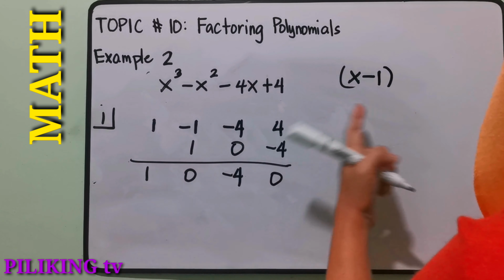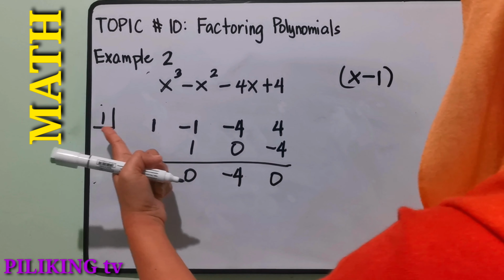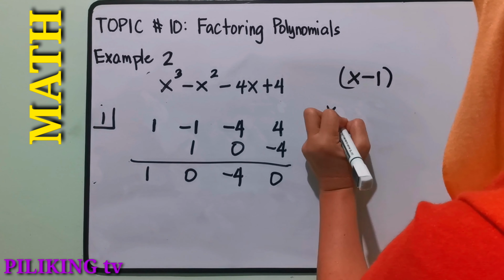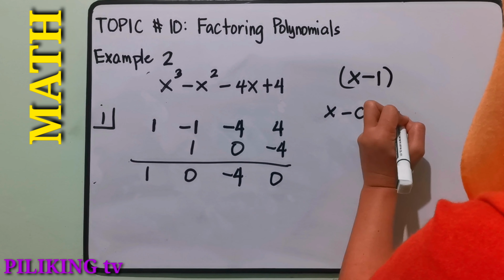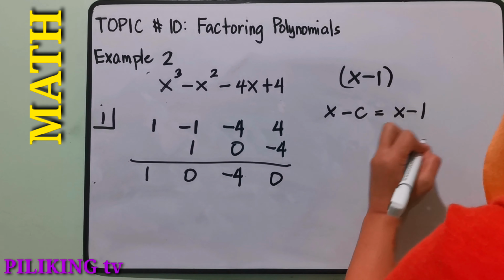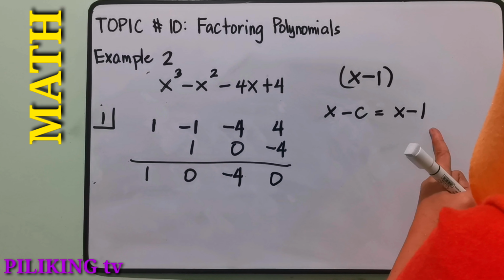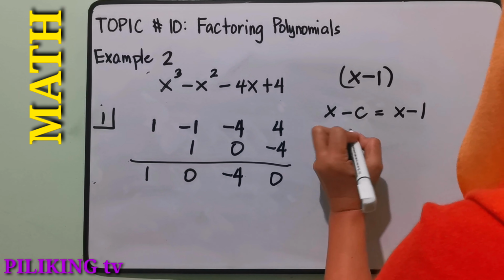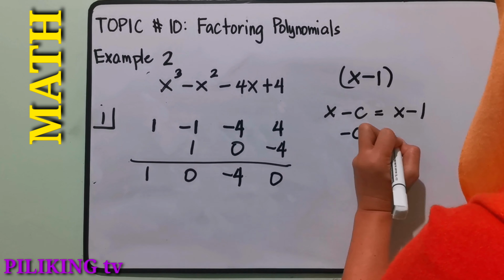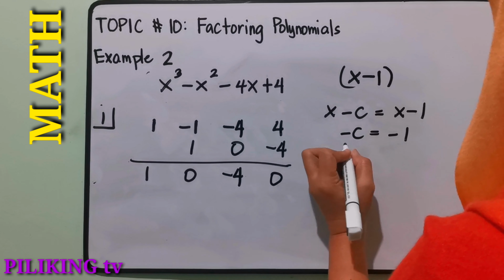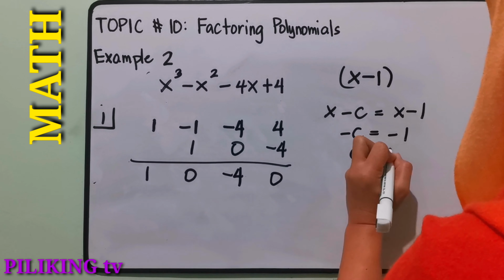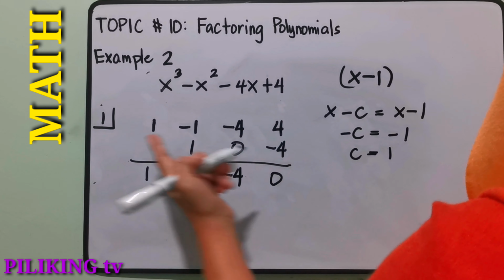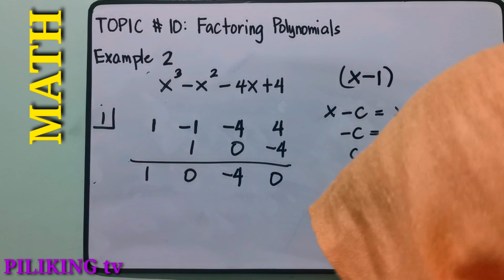Okay, so going back to our previous lesson, how did we get 1 as the test zero? We have x minus c is equal to x minus 1. So add negative x to both sides. So that becomes negative c is equal to negative 1. Then divide both by negative 1. So c becomes positive 1. That's why 1 is our test zero.